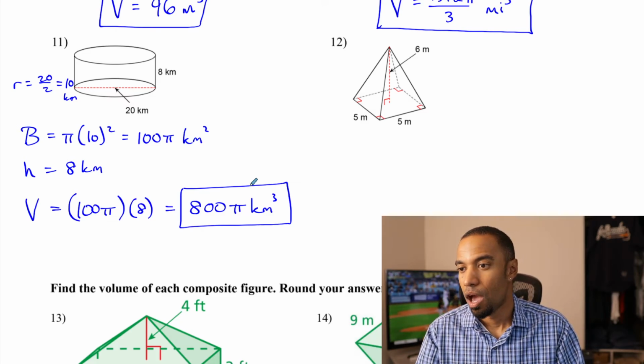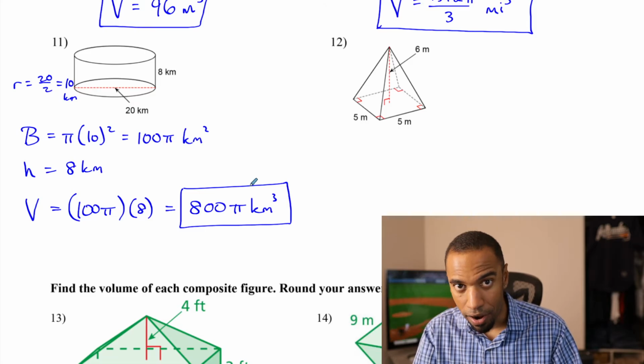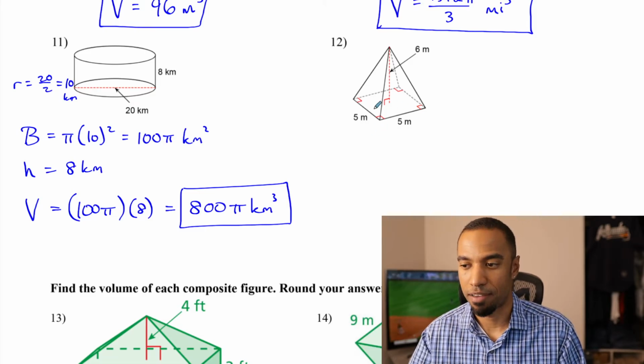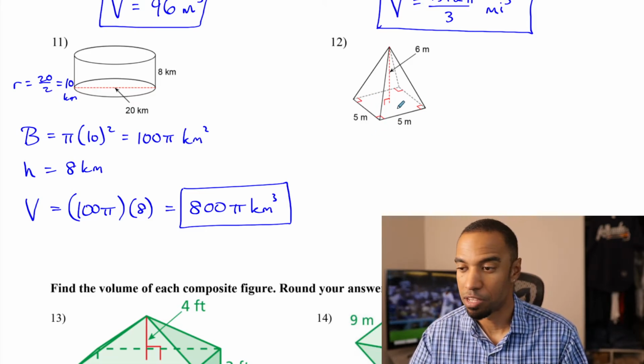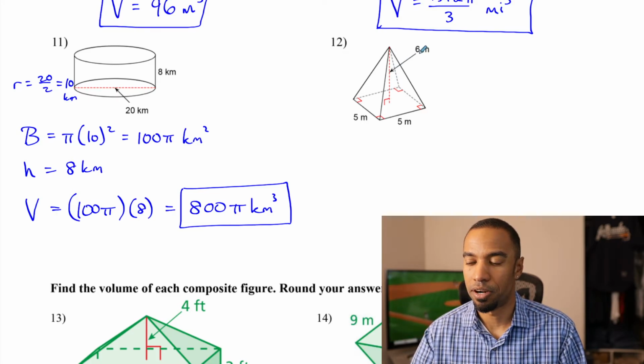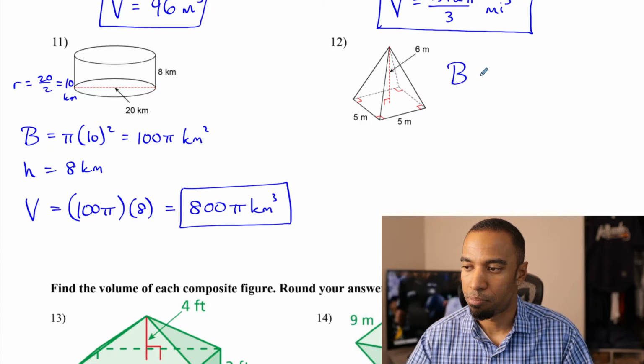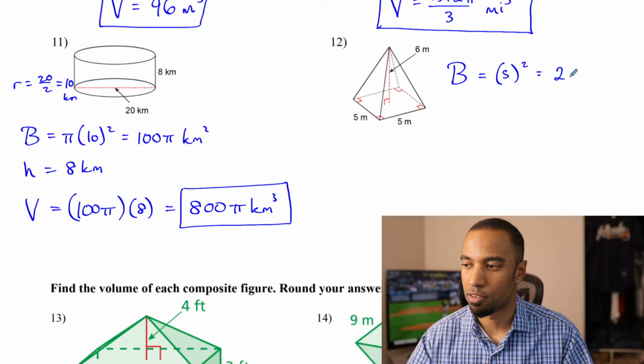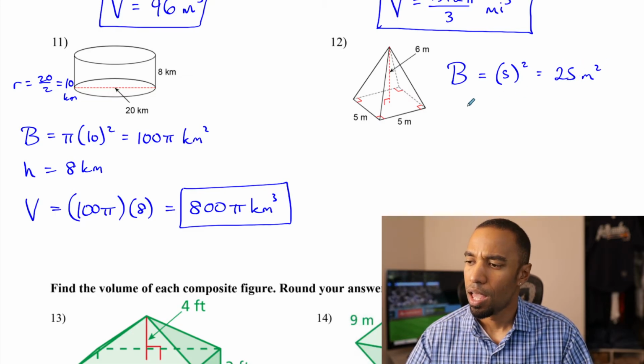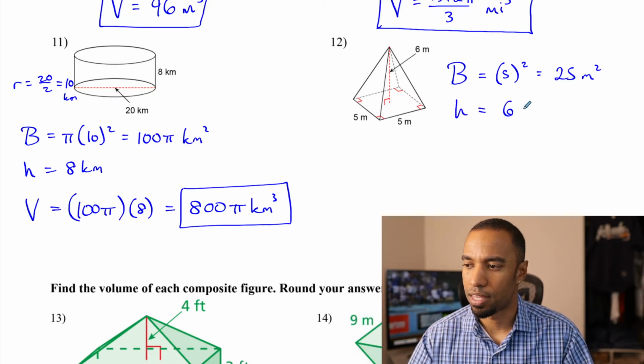Okay. All right, number 12, we have a square pyramid. It's a 5 by 5 on bottom. Literally, that's area of base, 5 by 5, and then a 6-meter height. So the volume of the pyramid here is using area of base times height. The area of the base is 5 times 5, or 5 squared. That's going to give us 25 square meters. Our altitudinal height there is 6 meters.